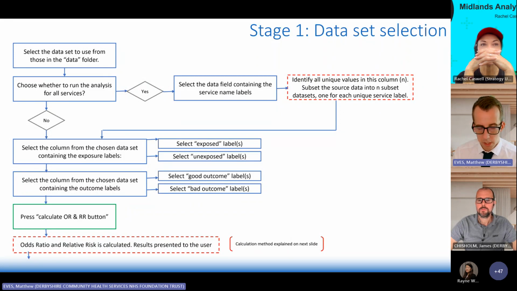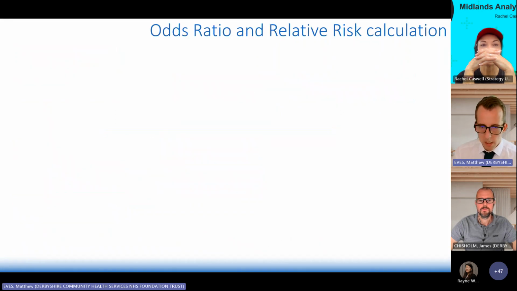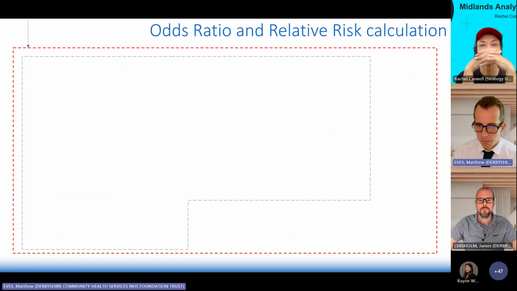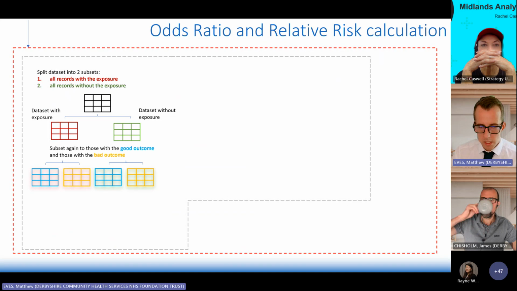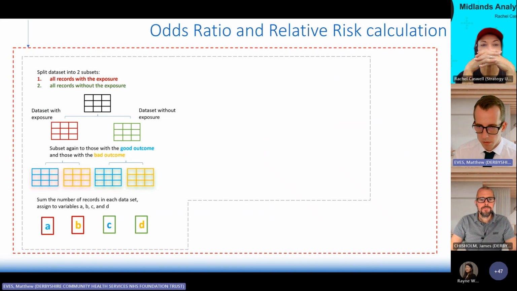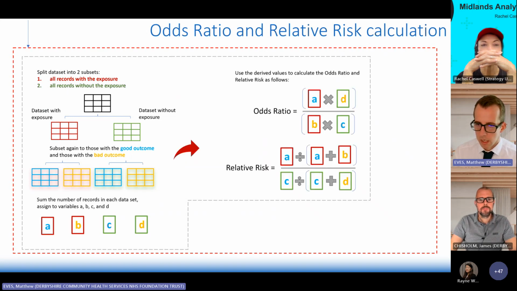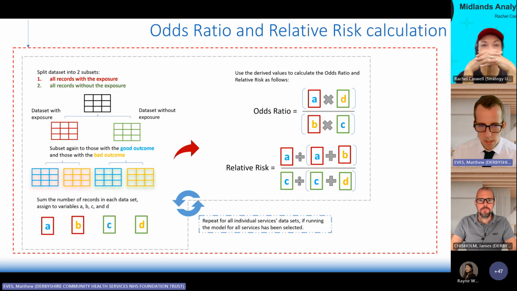And then the odds ratio is calculated automatically. First off, the program splits the data set into two, those with the exposure and those without, and then subdivides that into two further sets, those with the good outcome and those with the bad outcome. It then uses those to create the components for the odds ratio and relative risk using these formulae here, and repeats that for however many services there are present if that option's been selected.